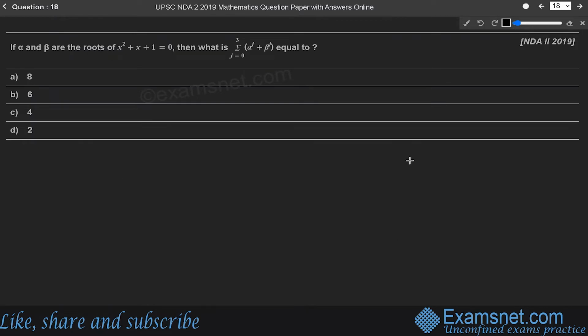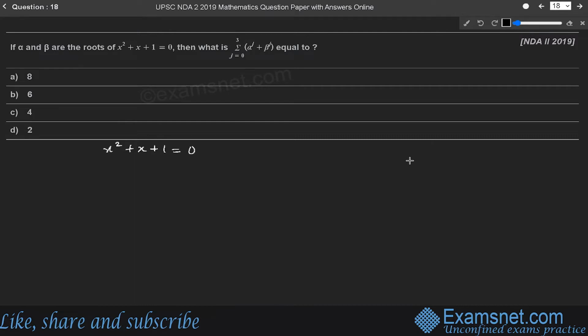Next question is, if alpha and beta are the roots of the equation x square plus x plus 1 is equal to 0, then what is the value of summation j is equal to 0 to 3 alpha power j plus beta power j equal to?